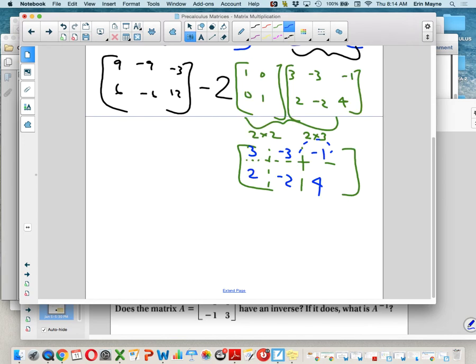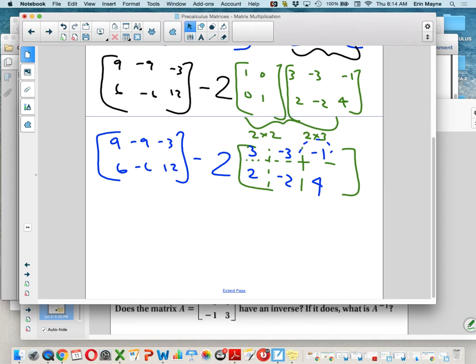Okay? All right, so now I have this matrix, 9, negative 9, negative 3, 6, negative 6, 12, minus 2 times that matrix. All right, now what? Go, Daniel. Yeah. Now, when I multiply the 2, you want to tell me what that would be, Daniel?